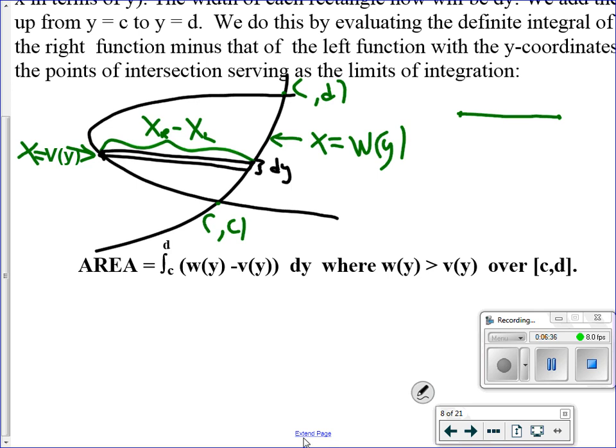Whatever x equals on the right, in this case I called it some w of y, minus whatever x equals on the left, which I called v of y. But that'll be your x right, whatever x right equals, but in terms of y, minus whatever x left is. dy is your width, and for your limits of integration, smallest y to greatest y.